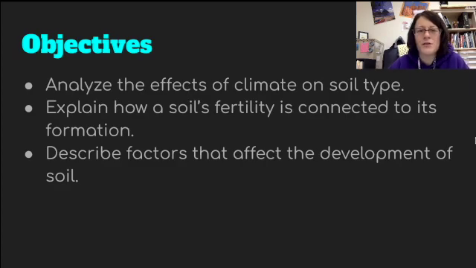Okay, so our objectives were to analyze the effects of climate on soil type, explain how a soil's fertility is connected to its formation, and describe factors that affect the development of soil. And so we accomplished those objectives by talking about rainforest soil and the difference between soil on slopes and valleys. So don't forget your 5 questions. And we still have a few sections to go, and then we'll be done with this chapter.